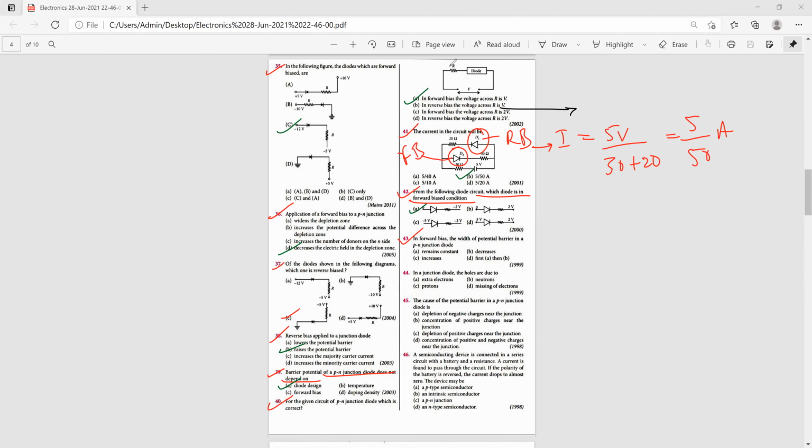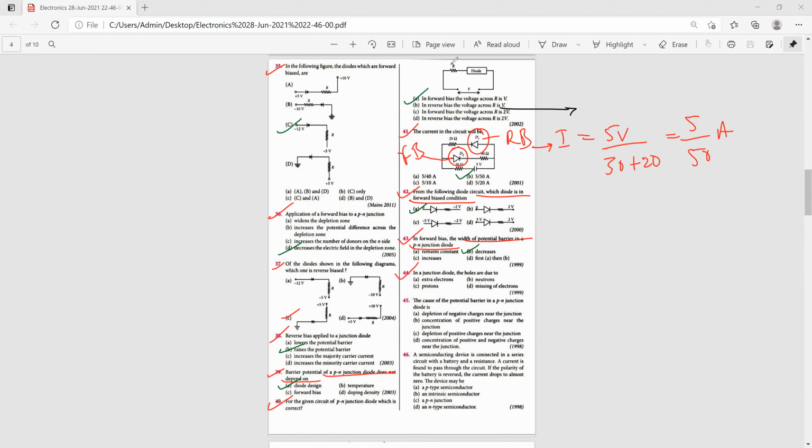43. In forward bias, the width of the potential barrier in a PN junction diode remains constant, decreases, increases. A and B they have given for 43. So in forward biasing, the conduction across the PN junction takes place due to migration of majority carriers. So hence the size of the depletion region decreases. So for 43, B one is the right answer.